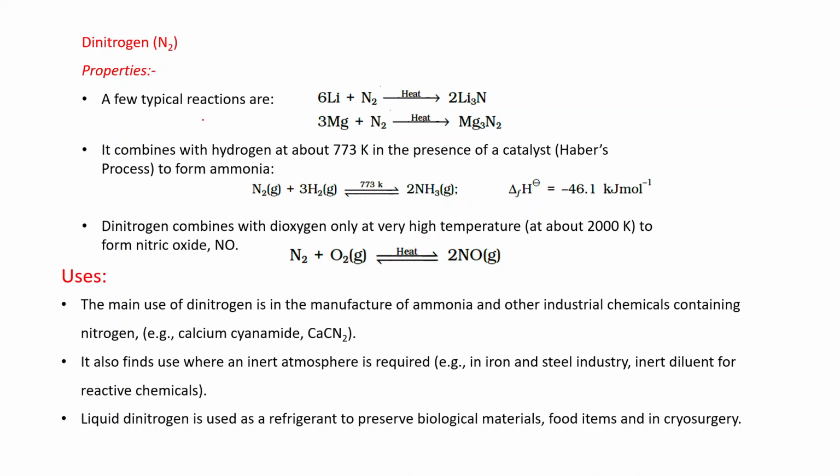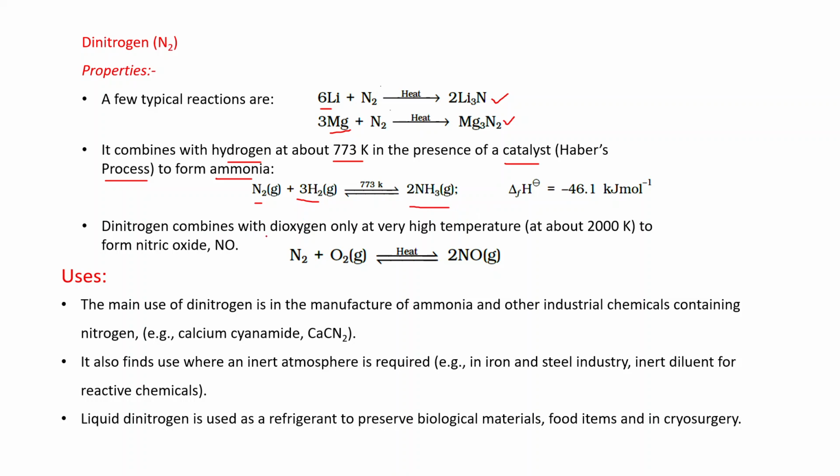A few examples: when it reacts with lithium, it forms lithium nitride. When it reacts with magnesium, it forms magnesium nitride. It combines with hydrogen at about 773 Kelvin in the presence of a catalyst, that is the Haber process, a well-known process. Many times we have discussed the Haber process. It is used for the manufacture of ammonia. N2 plus 3H2 gives 2NH3.